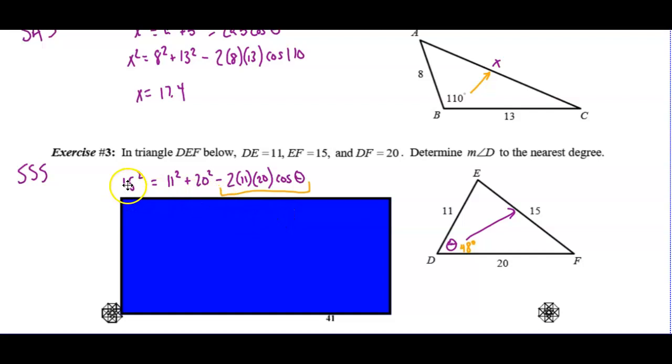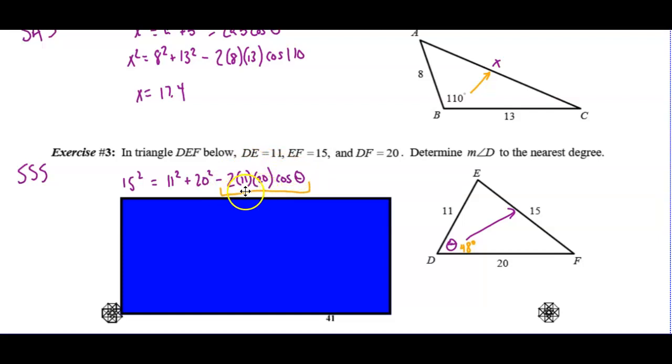So I entered my 15 in the x squared spot. That's crucial. The 11 and the 20, they can go in whatever order you want, but you must have the side opposite the angle by itself on the left. One of the most common mistakes people make on these is they will just combine all of these numbers on the right into a single number. You can't do that. This minus sign separates the 20 squared from the cosine term. That cosine term is all 1.